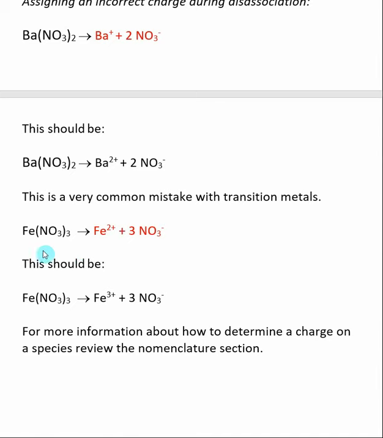So a mistake here would be to take iron 3 nitrate and dissociate it to make Fe2 plus and 3 nitrates. In reality, it should be 3 plus. And so if you do this, if you leave it as 2 plus, you are going to get the wrong answer when you get down to the net ionic equation. And just remember, this whole idea of what charge a particular species has was covered in great detail during the section of nomenclature, so you might want to review that.